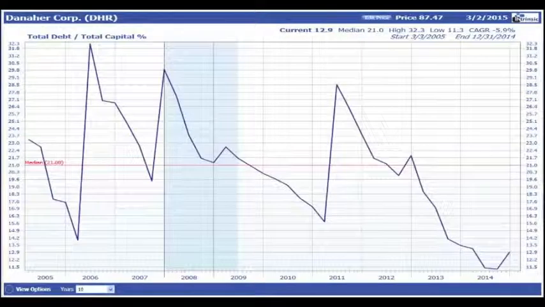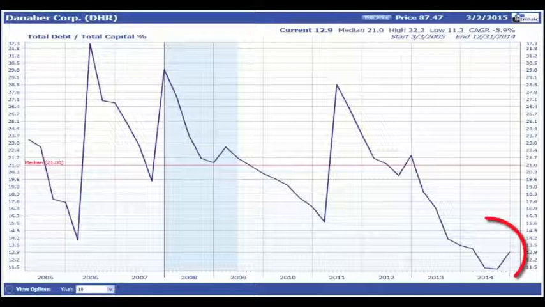In this example, Danaher's total debt to total capital ratio is near the 10-year low of 11%. The steep increases make it appear to shoot very high, but at its highest point it is only 32%.